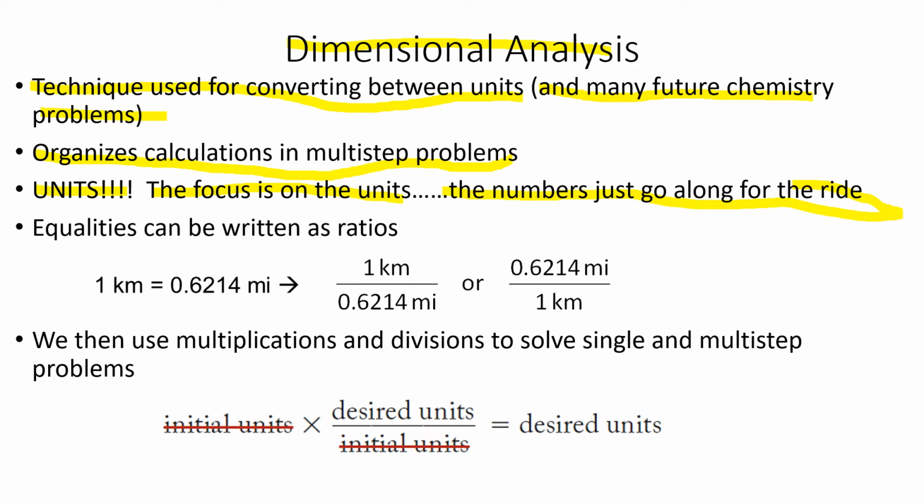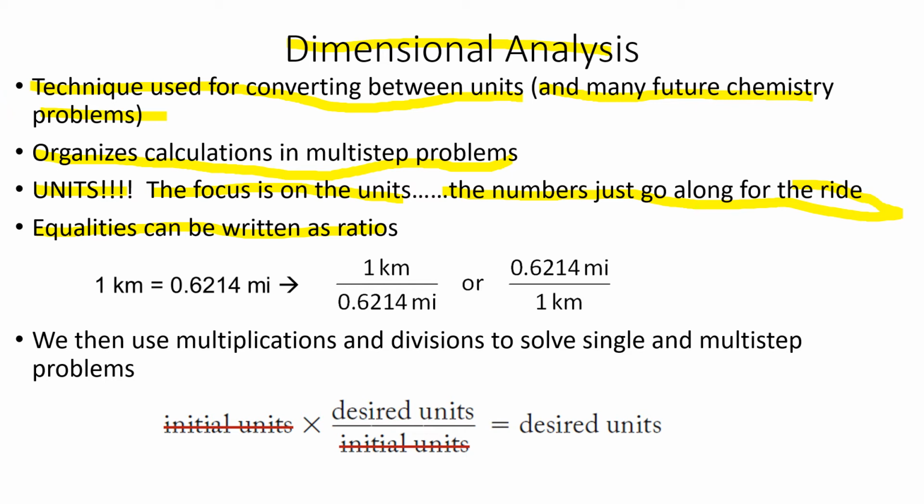So we've already written a lot of equalities up. I rewrote one here. 1 kilometer is 0.6214 miles. Now, anytime you have an equality, you can express that equality as a ratio. And here's how I express that ratio. The ratio could be either way. We could have the kilometers on the top and the miles on the bottom, or we can have the miles on the top and the kilometers on the bottom.